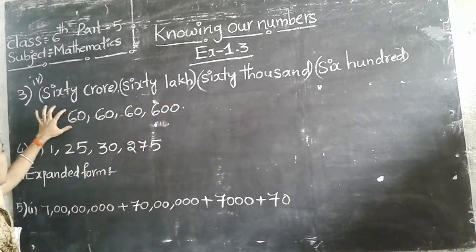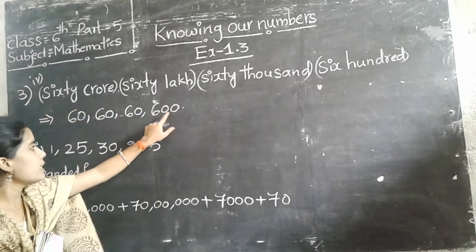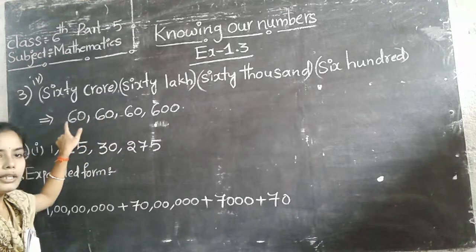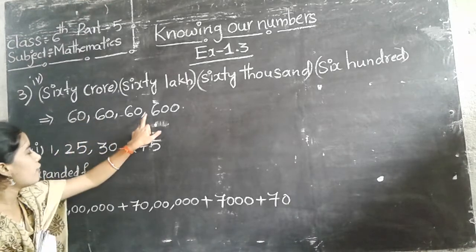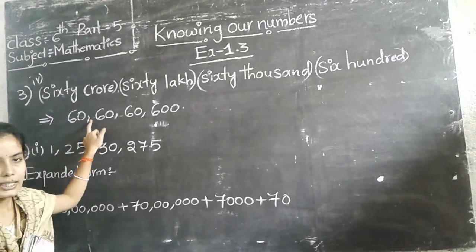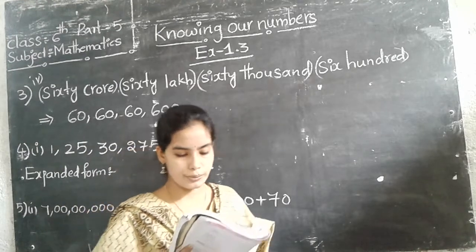So all Indian system place values completed: 1, 10, 100, 1000, 10,000, lakh, 10 lakhs, crore, 10 crore. After one period comma, after 1000, after lakh. So this is about the third bit. Remaining problems also we have to do.